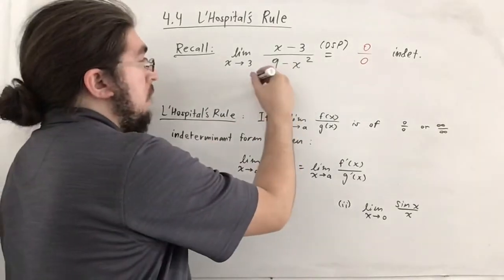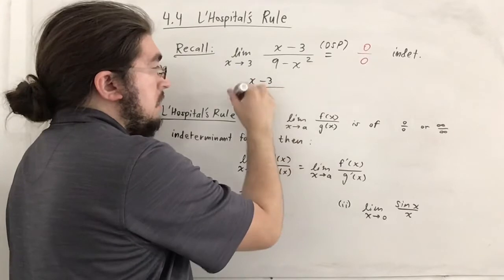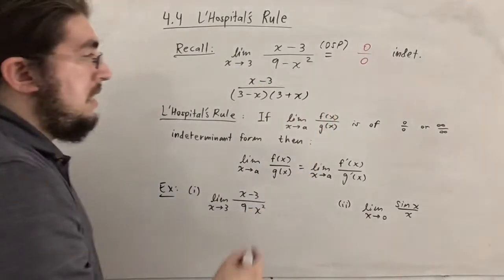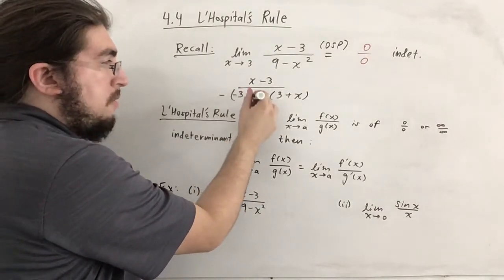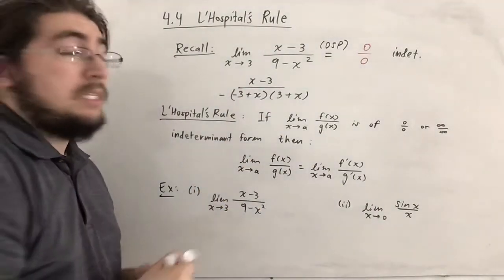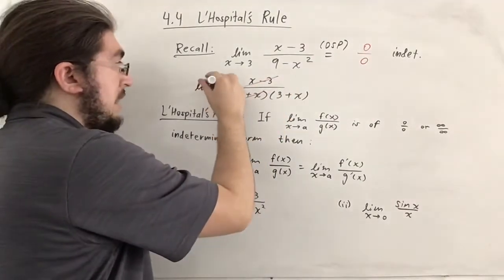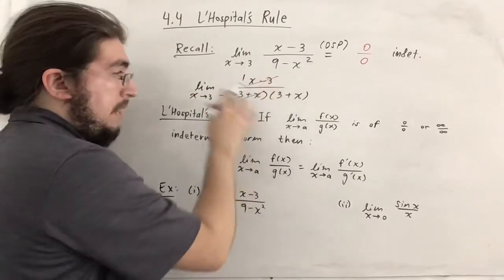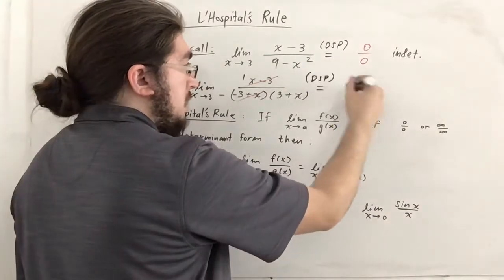Notice the denominator actually factors as 3 minus x times 3 plus x. The nice thing about that is that if you pull a negative out of this 3 minus x, you get negative 3 plus x, which is actually the same as x minus 3, and these cancel out. Since we're still in the limit as x goes to 3, now that we've canceled something, we can attempt DSP again after cancellation.